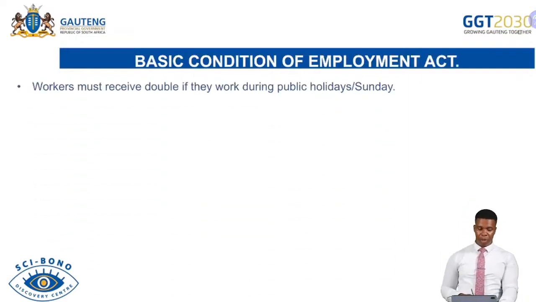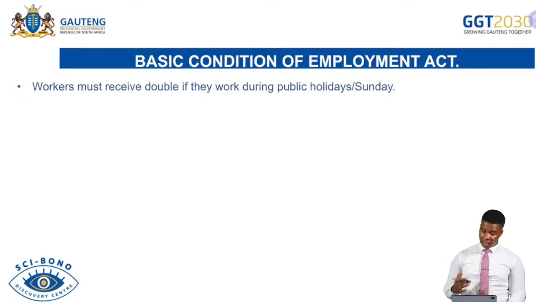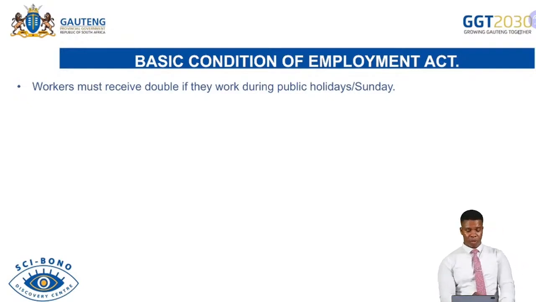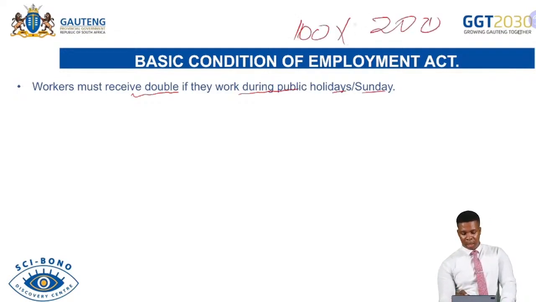Basic Conditions of Employment Act. This is basically about complying with the Basic Conditions of Employment Act. One, the human resource manager should know that workers must receive double if they work during public holidays or Sundays, meaning double their normal rate. If the rate is 100 rand, then they have to get double, 200, if they are to work during public holidays or Sundays.